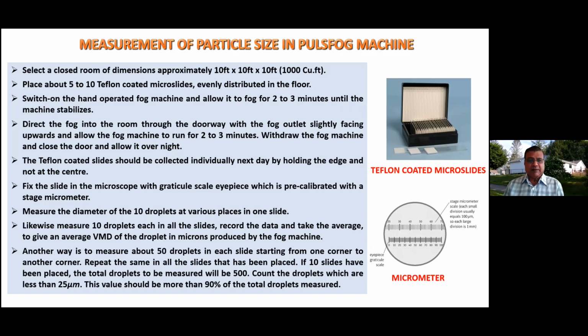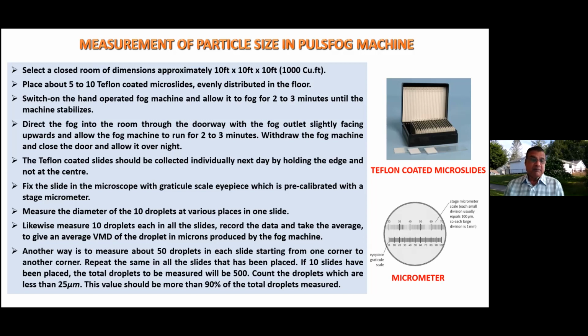There is also another way to measure. You have to measure 50 droplets in each slide, starting from one corner to another corner. Repeat the same in all the slides that have been placed. If 10 slides have been placed, the total droplets to be measured will be 500.